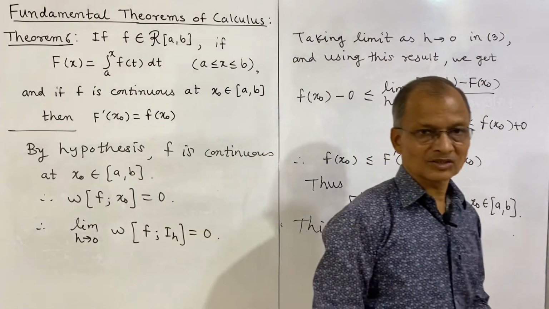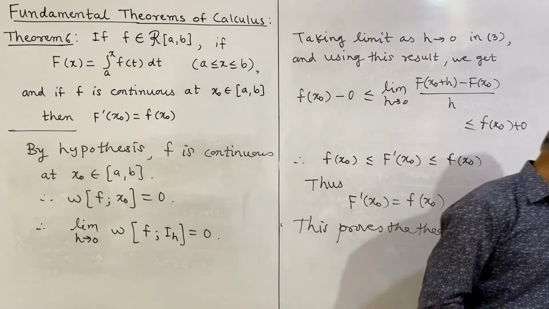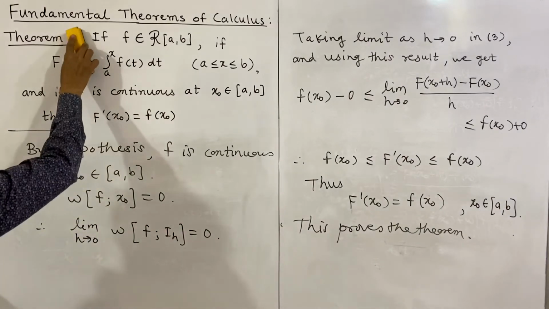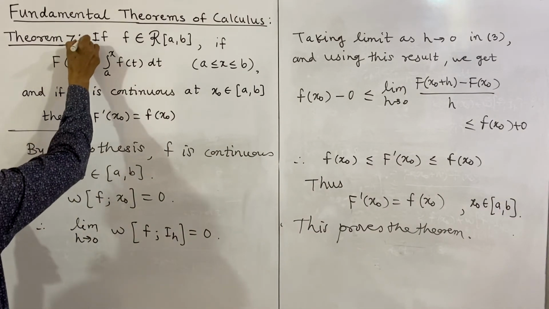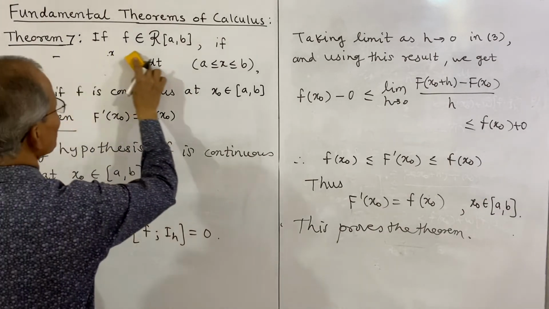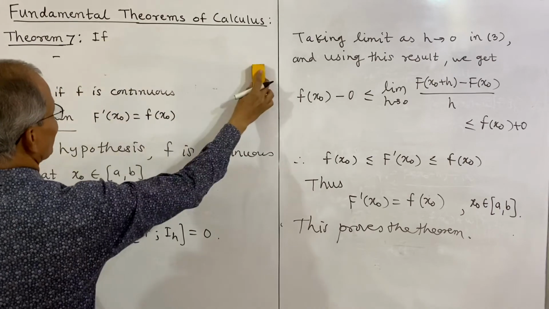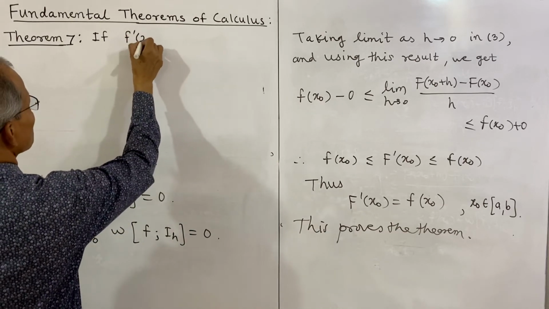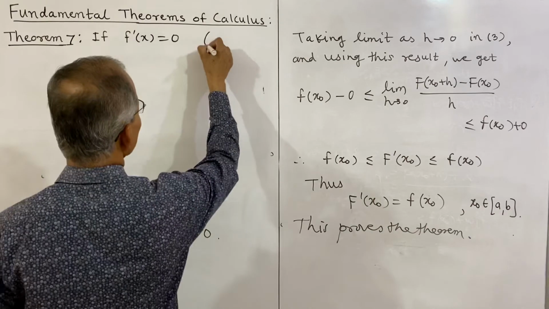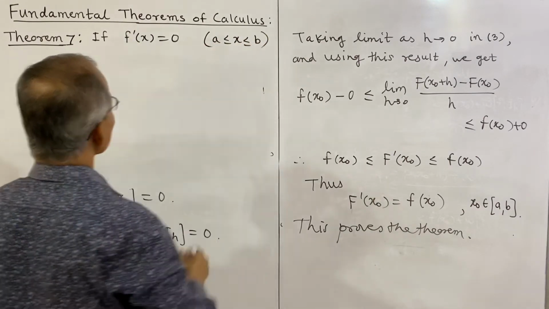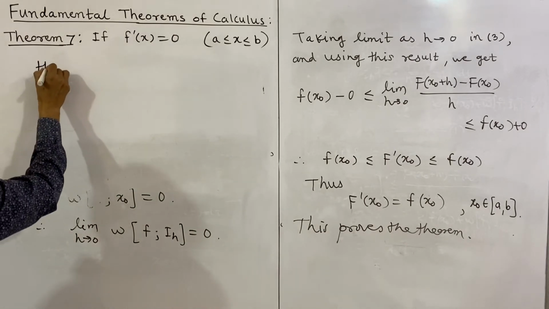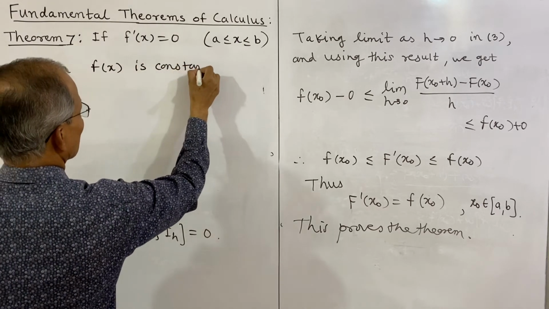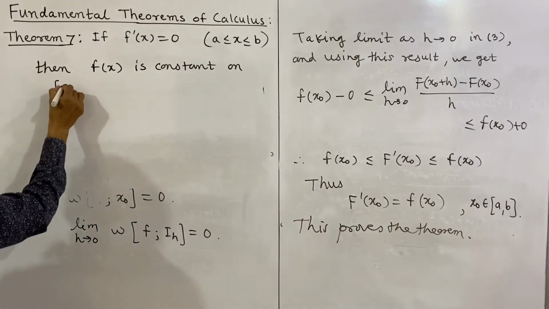Now we shall prove a short theorem, theorem number 7. It is easy to prove, but it is important to use it in the second fundamental theorem. The theorem is: if f dash of x is equal to 0 for x between a and b, then f of x is constant on the interval a to b.